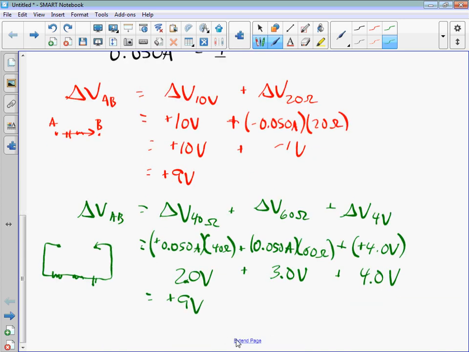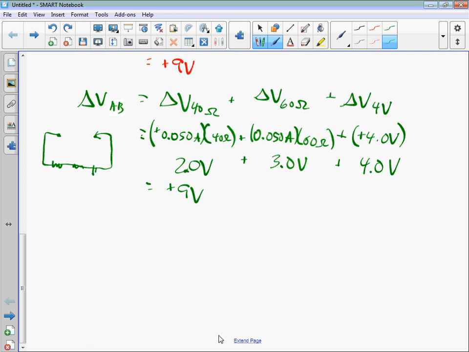So the big take-home message, Kirchhoff's loop rule, is that the sum of any loop, the sum of the change in voltage, has to be equal to 0.